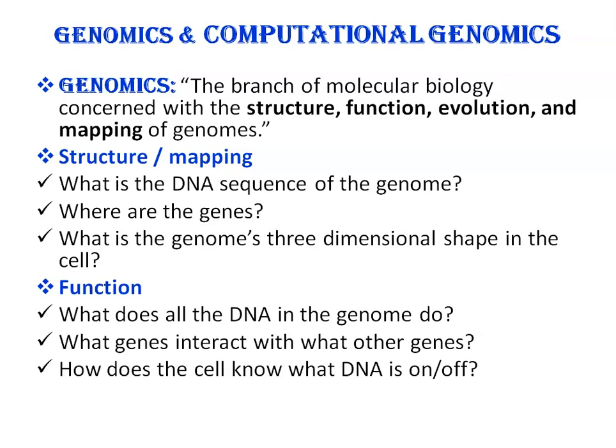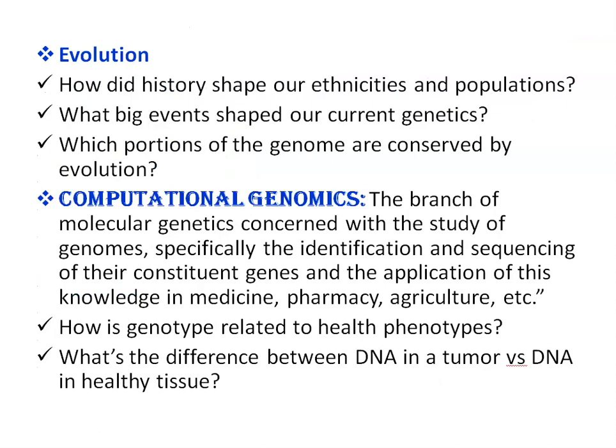Functions like what does all the DNA in the genome do? What genes interact with what other genes? How does the cell know what DNA is on or off? Then, how did history shape our ethnicities and populations? What big events shaped our current genetics? Or which portions of the genomes are conserved by evolution?